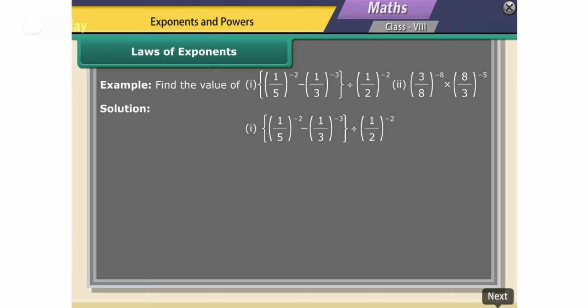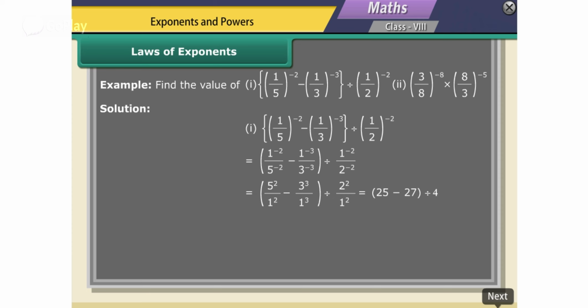Solution. 1. (1/5)^(-2) minus (1/3)^(-3) divided by (1/2)^(-2) is equal to 1^(-2)/5^(-2) minus 1^(-3)/3^(-3) divided by 1^(-2)/2^(-2), which is equal to 5^2/1^2 minus 3^3/1^3 divided by 2^2/1^2.